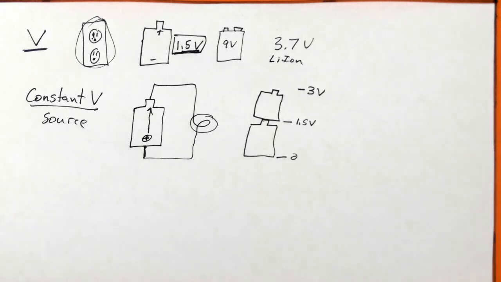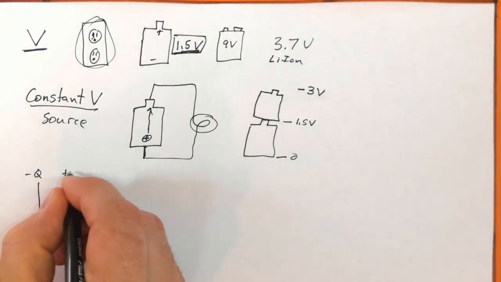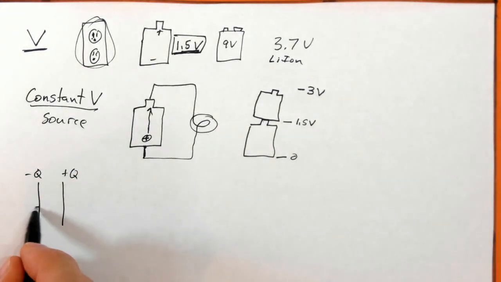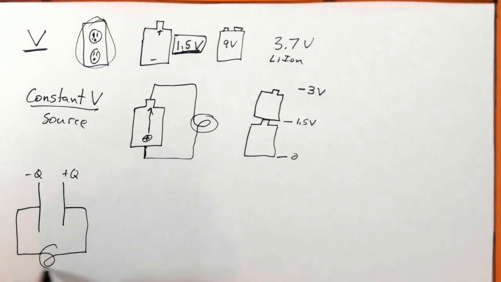Now, capacitors, we've been talking about these parallel plate capacitors. Well, they're also a source of electrical energy. If I have a negative Q here and a positive Q here, and I hook them across a light bulb, here's my light bulb. If I hook that across the light bulb, well, guess what?